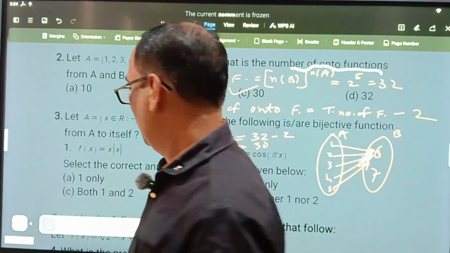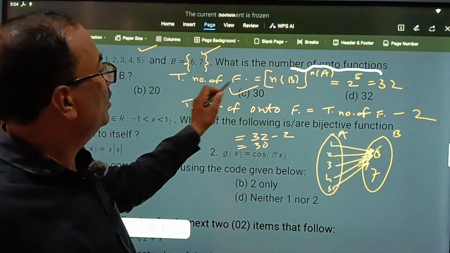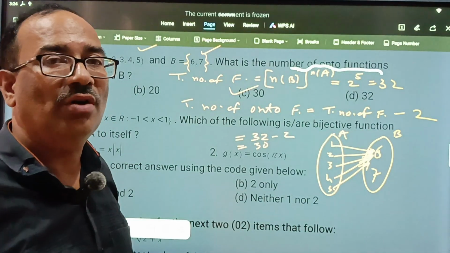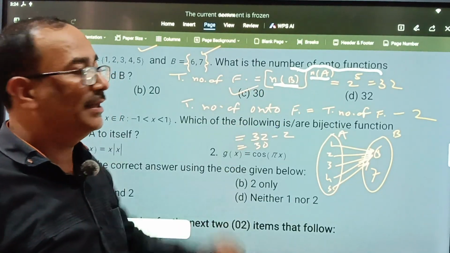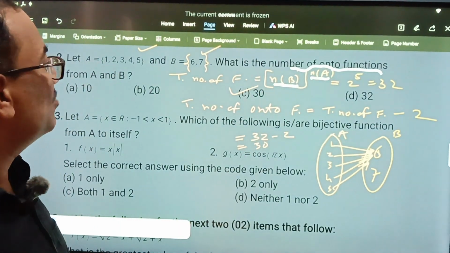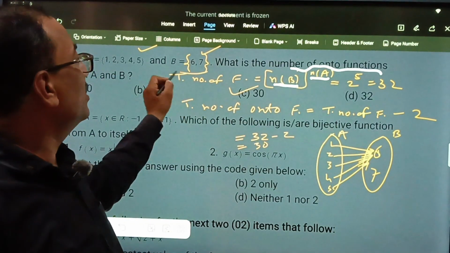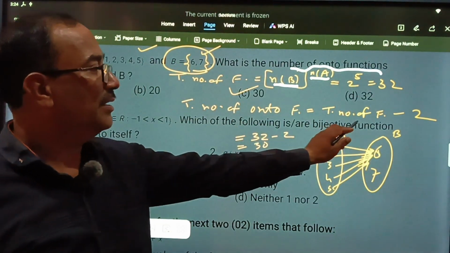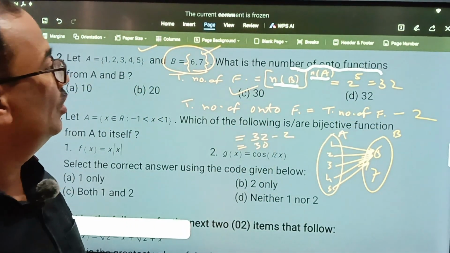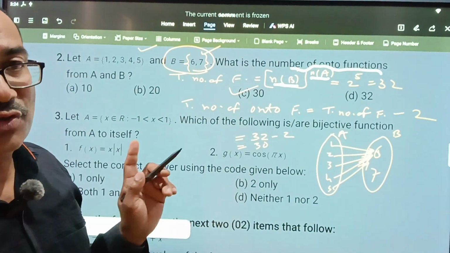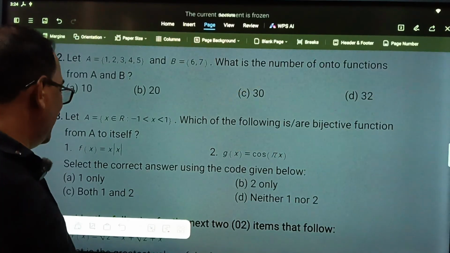Got it, bache? So two special formulas are here. First one is what? Total number of functions. Total number of functions is number of elements in B raised to power number of elements in A. Next formula is what? Total number of onto functions when B contains only 2 elements: total number of functions minus 2, that is equal to number of elements in B raised to power number of elements in A, minus 2. Next question.